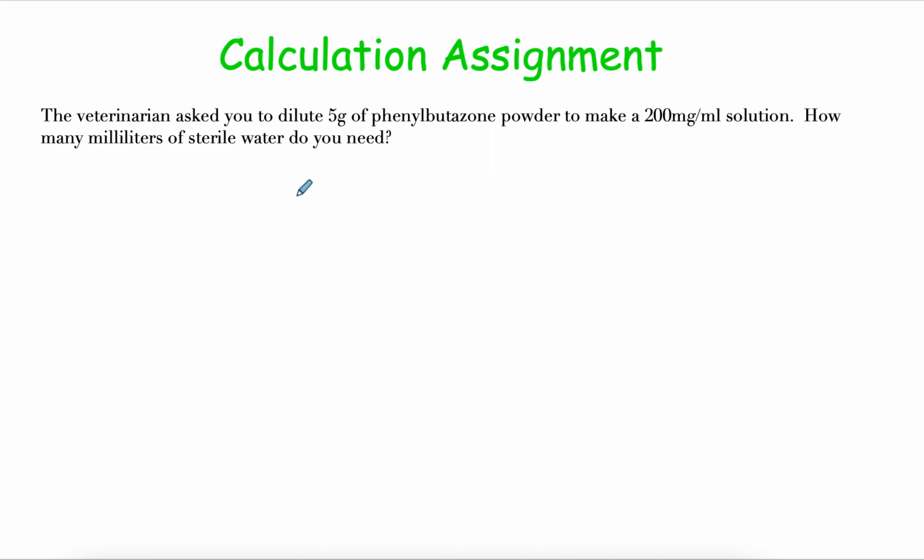Okay, so this is another problem from the calculation assignment, and let's read through the question. The veterinarian asked you to dilute 5 grams of phenylbutazone powder to make a 200 milligram per milliliter solution. How many milliliters of sterile water do you need?